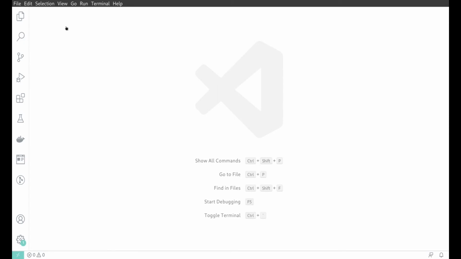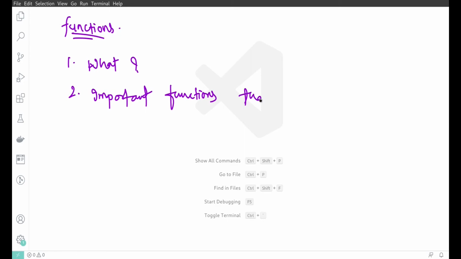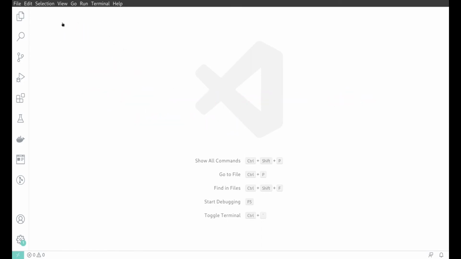In this video, we'll learn about functions. First, we'll learn what it is and then we'll see some important functions that are used in machine learning. So let's get started. So let us try to understand what a function is in mathematical terms.